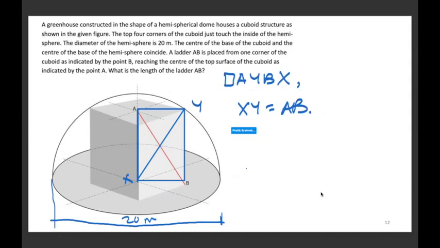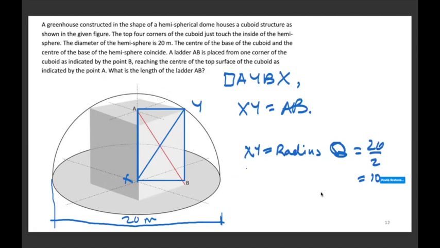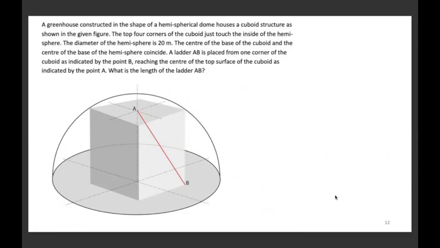AYBX, XY is AB. What we also know is XY is the radius of the hemisphere. The radius of the hemisphere will be 20 by 2, which is 10 meters. So XY is 10 meters, which makes AB, the ladder, also 10 meters. So the correct answer is 10. Okay, we'll move to the next one.